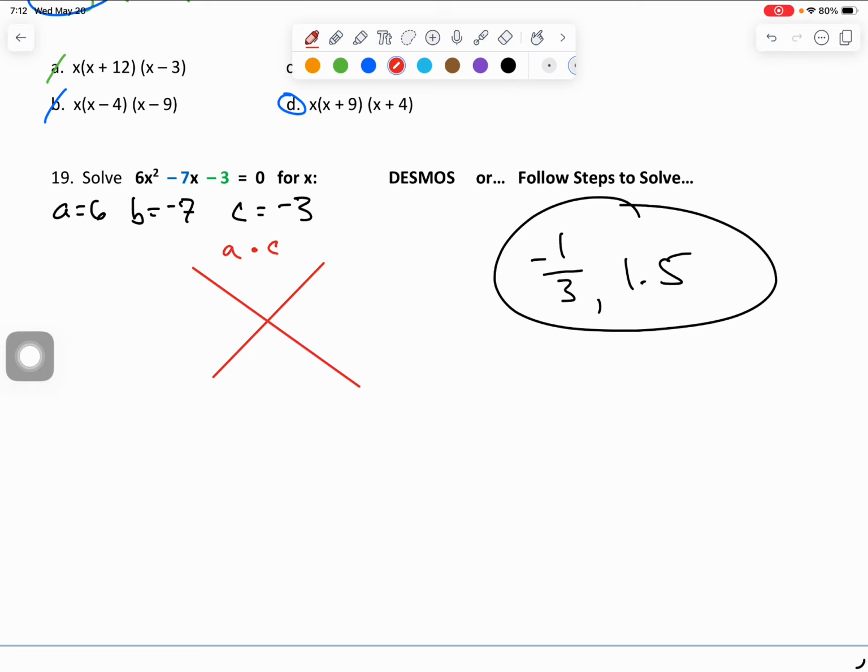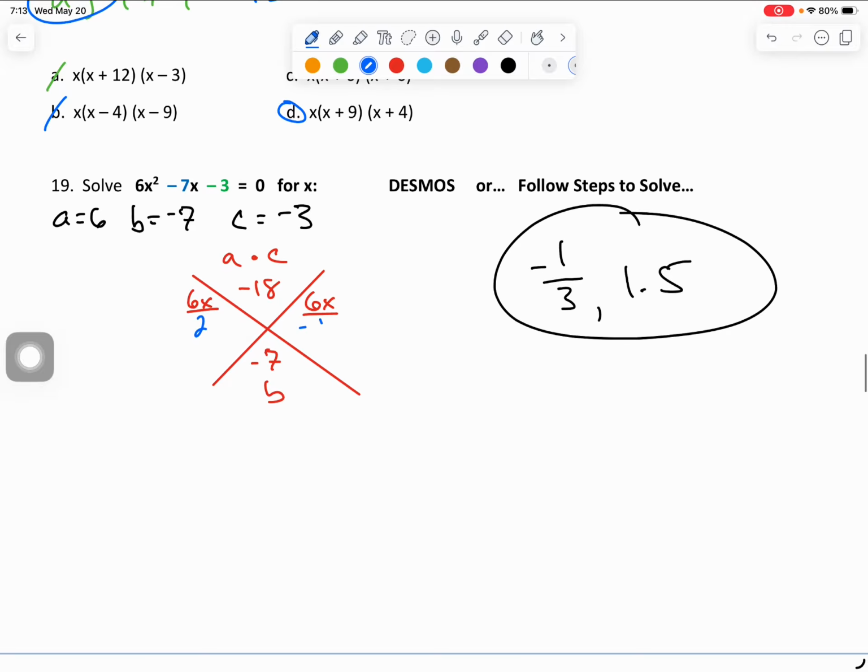A times C going up top. 6 times -3 would be -18. Our B goes on the bottom, which is -7. And then it's always AX, AX. Our A is 6. I'm going to do a 6X and then a 6X. Then we need to find the factors of -18 that when subtracted give us -7. Well, 2 times -9 is -18. So I'll go ahead and do our 2. We're finding our factors here. And then we will use -9.